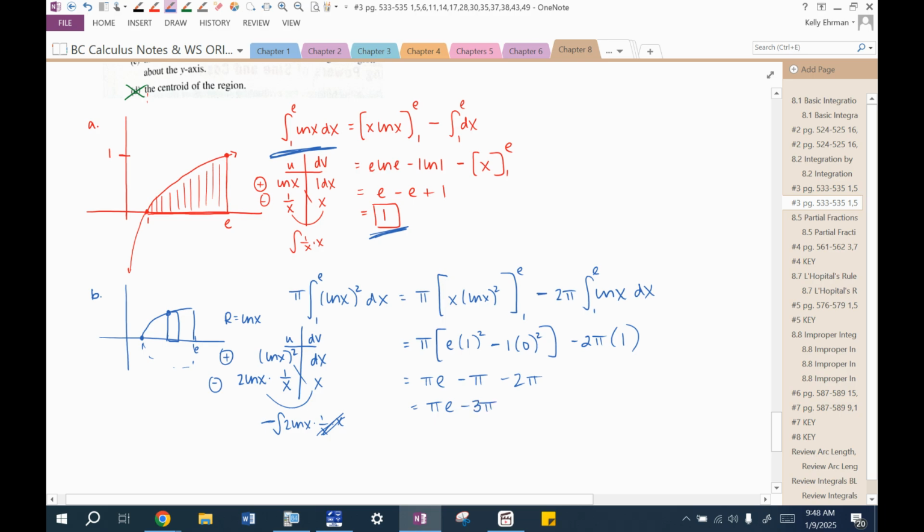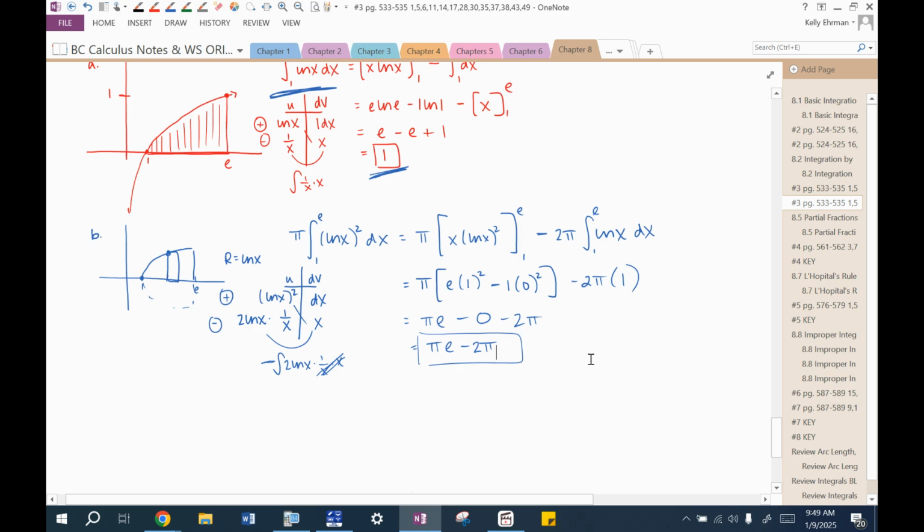I think I either messed up somewhere in my work on my key or I messed up in my work somewhere here. I had pi e minus 2 pi. So I either messed up here. Oh, wait, did I mess up here? Yeah, because this is 0. There we go. Minus 0. So that's 2 pi. There we go. All right, and I do have time. Okay, so I have time for the last part.